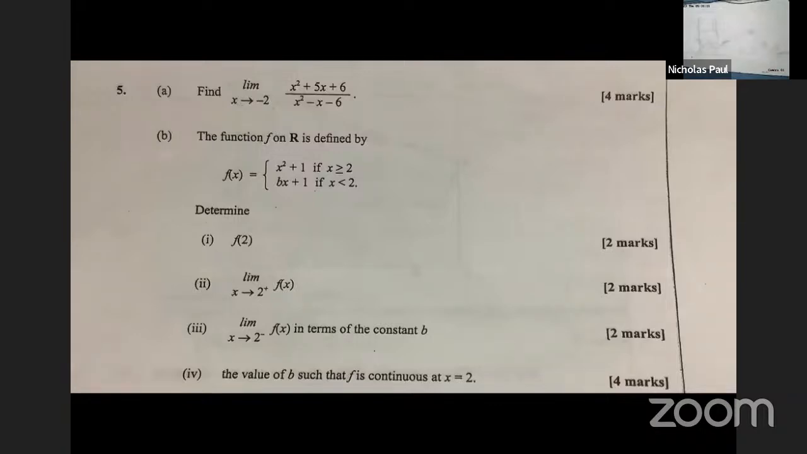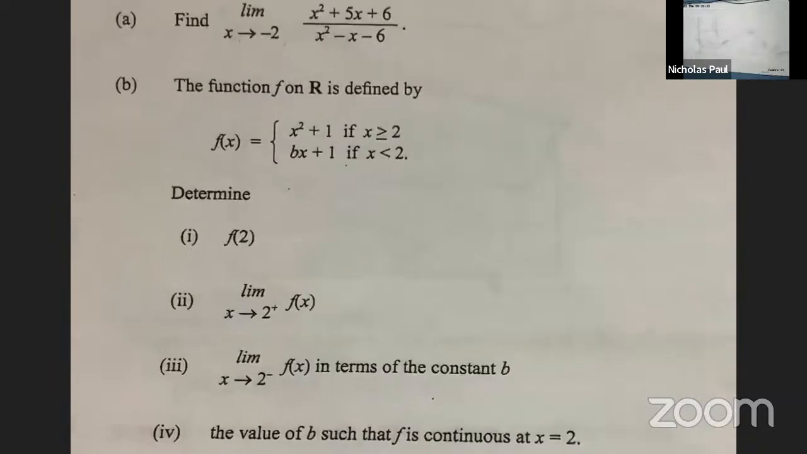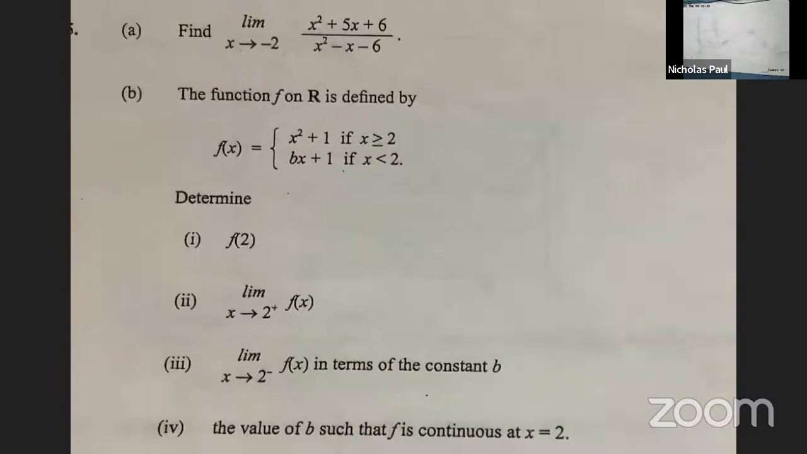Right, only part B, ignore A. So you have to figure out what's f of 2. You have to figure out that it's approach from the right, approach from the left, and they told it's continuous. So what do you think B is? So you're kind of working backwards.